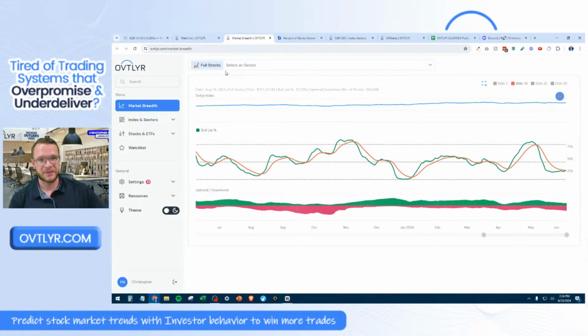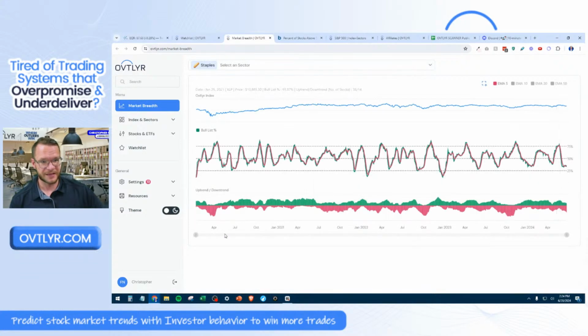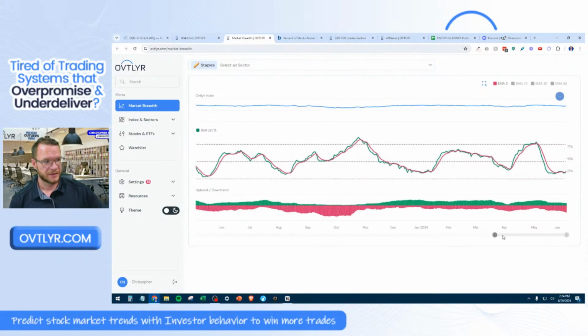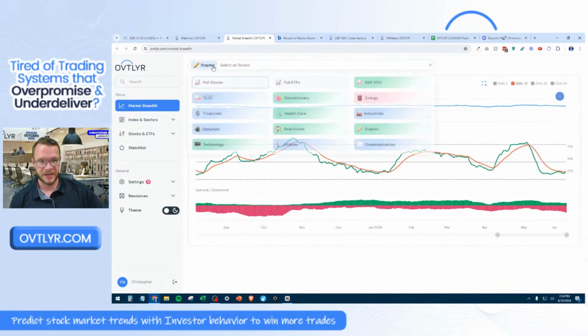Now, one of the stocks I was looking at was Colgate-Palmolive, which is in the staples sector. And that sector has crossed positive using the 10 EMA. You can have all the EMAs on here if you want. But using the 10 EMA, it's crossed positive today. And then the other one that I'm looking at is in the real estate sector here.